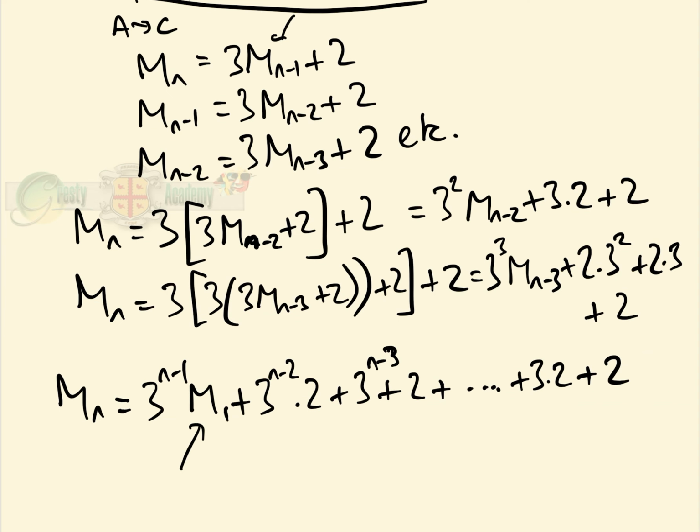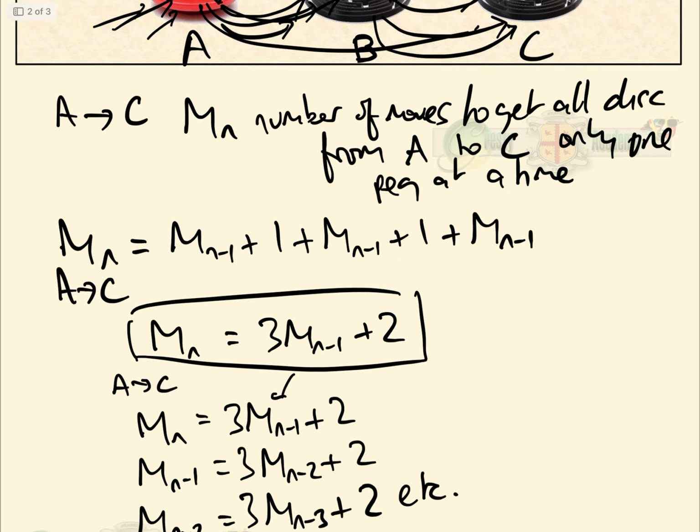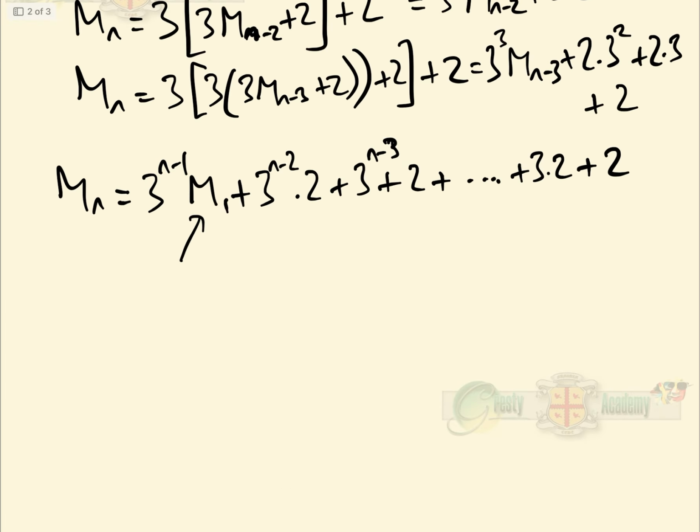I'm not sure I've mentioned what M1 is. M1 is if there's only one disk. How many moves does it take to move one disk from A to C, given that we can only move to an adjacent peg? It takes 2. So M1 is 2. You have to move it first to there and then to there. So M1 is equal to 2. And so therefore Mn is equal to 2.